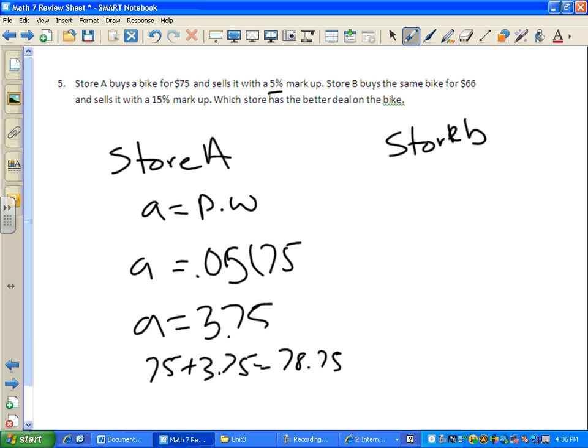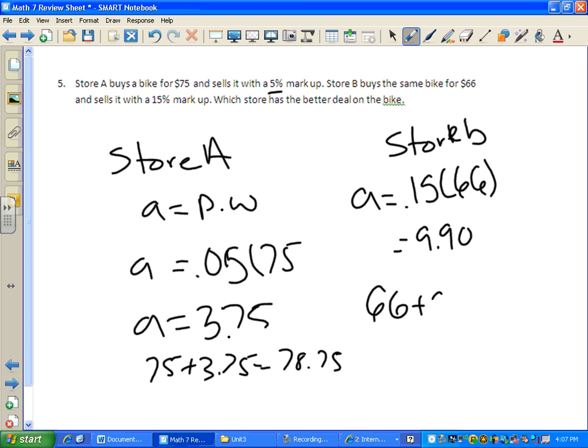Let's look at this. They buy the same bike for $66 and sell with a 15% markup. So it's 0.15 times 66. That is going to give me $9.90. So you're going to end up adding them up. 66 plus $9.90, that bike is going to be sold for $75.90. All right. So between the two of these, the $75.90, that's your better deal.